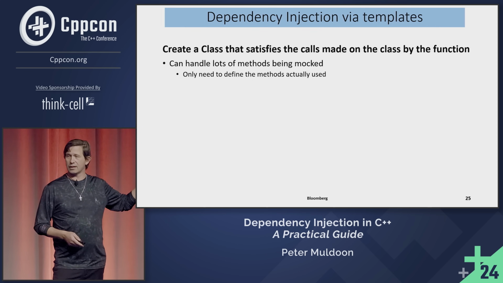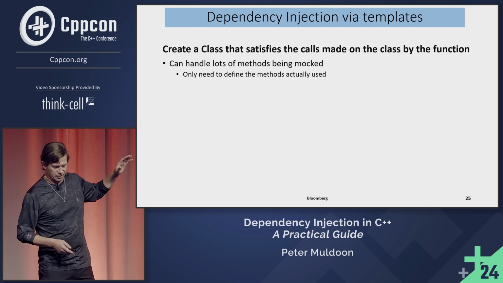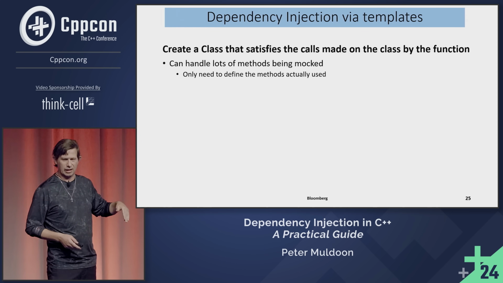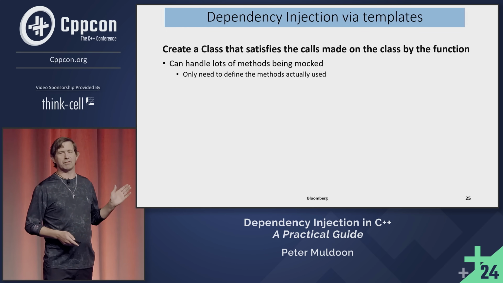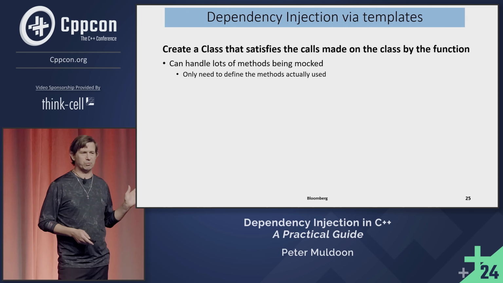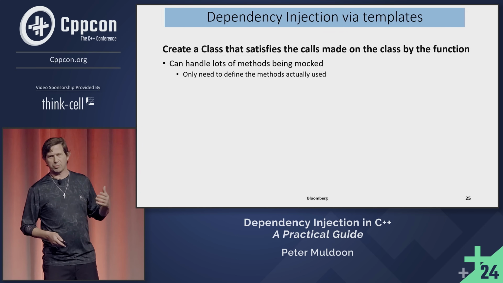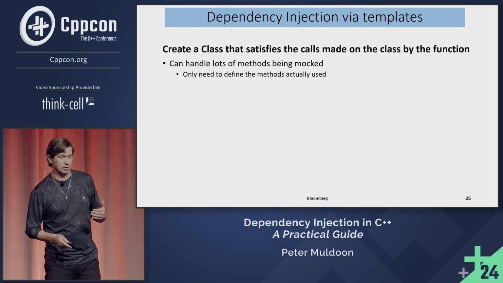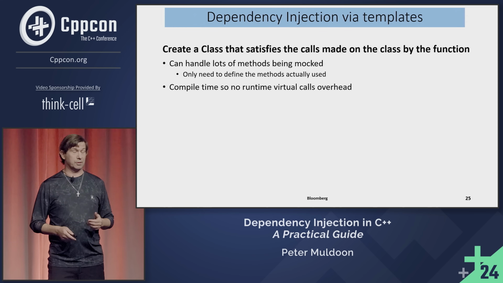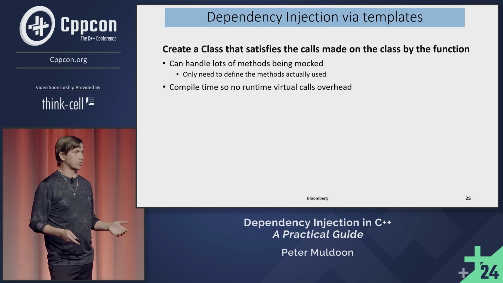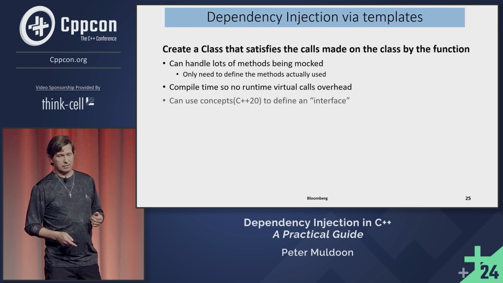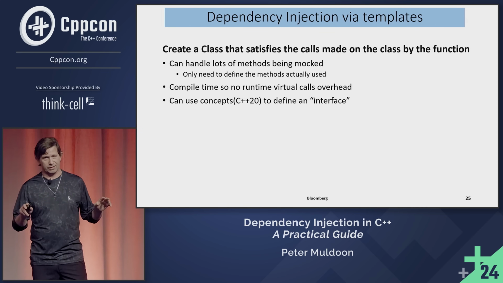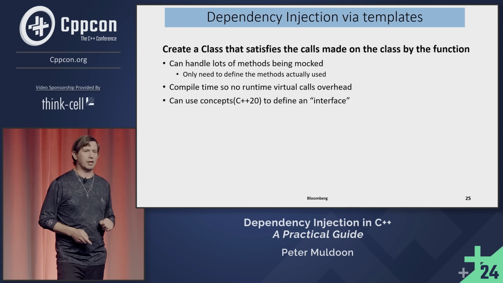In the last slide, I forgot to mention, I had a pure virtual interface where I needed to mock one method, so I made a new class, and there were 165 of the pure virtual functions, right? So that's sort of the problem you get with the messy interface. But here, we only need to define the functions actually being used. It's compile time, so you have no virtual function hopping overhead. And it can use the concepts in C++20, which allows us to define sort of an interface for our templates.